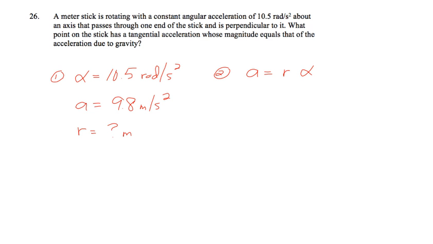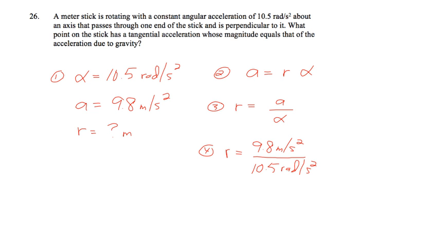So again, I'm doing it like a four-step problem, but there's not a lot here. Step 3, solving for the R. And the R then would be A over alpha. If we plug in the numbers, we're going to get R equal to, for A, 9.8 meters per second squared, and for alpha, 10.5 radians per second squared.